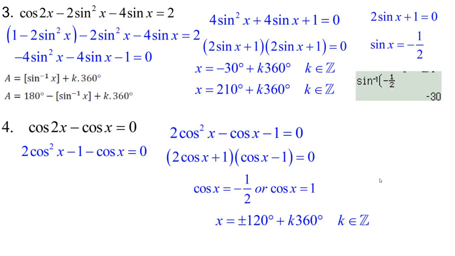And what is x when the cosine of x equals 1? Well, it's 0 degrees, or 0 plus k times 360. But hey, why not just write k times 360? Because that'll get every possible solution where the cosine of x equals 1.